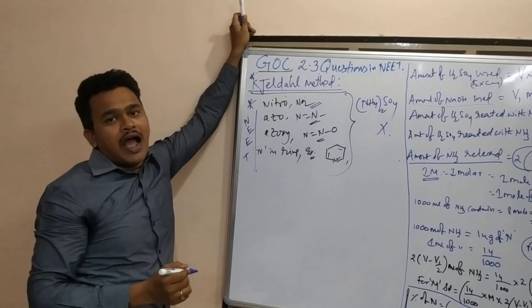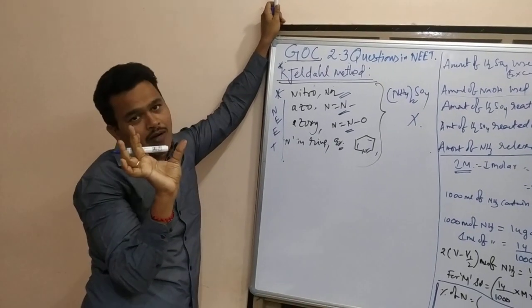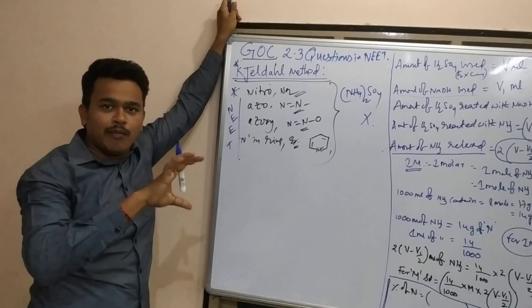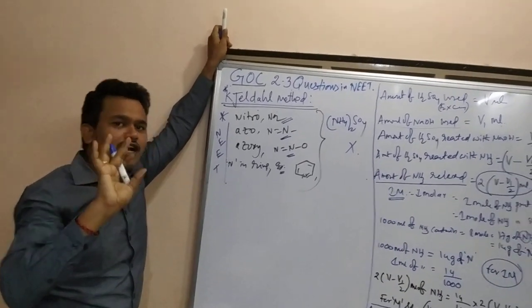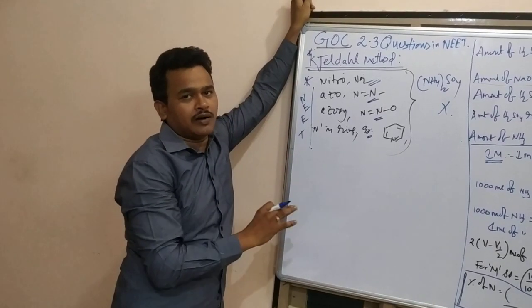Keep it in mind. And also, this is applicable only for organic compounds with nitrogen directly attached to carbon. In the compound, carbon and oxygen are there, and if nitrogen is there, we can use this. But this Kjeldahl method is an important one. Okay.